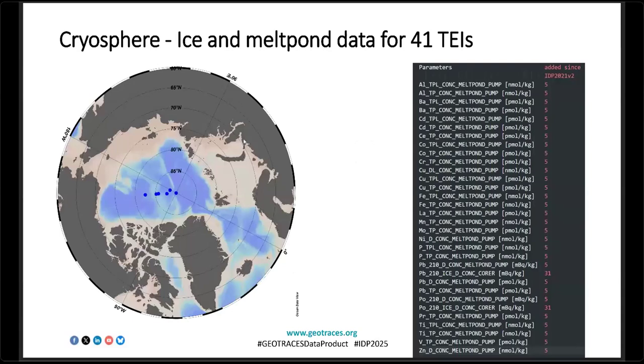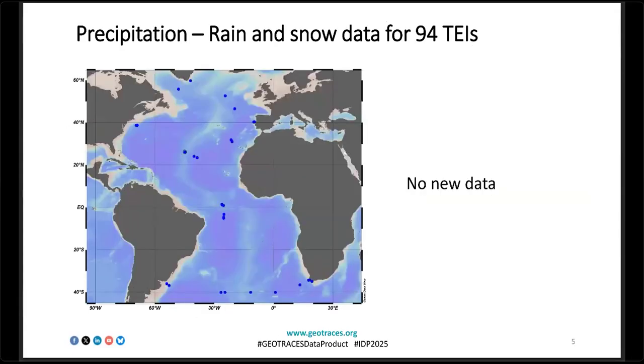Cryosphere data is maybe the smallest of all. It just has a small number of stations in the Arctic, and it contains ice and melt pond data for 41 TEIs. And since the last IDP, a moderate number of new values for these parameters here on the right are entered. Precipitation, that's rain and snow data for 94 TEIs, that actually has seen no change since the last IDP 2021.